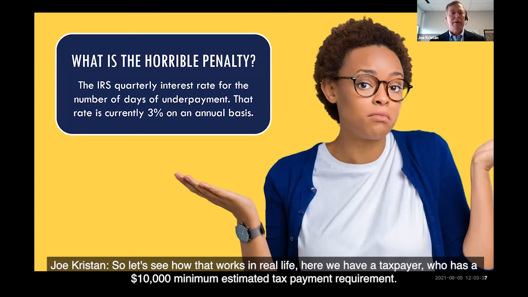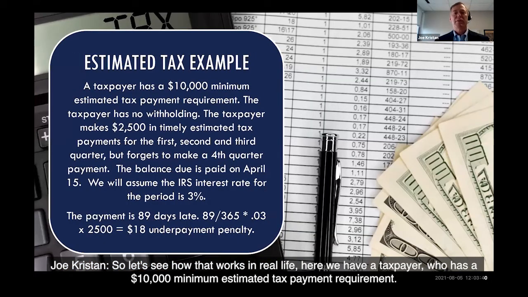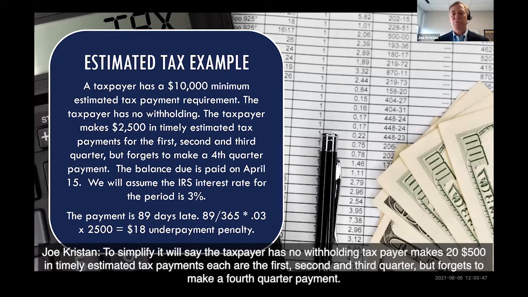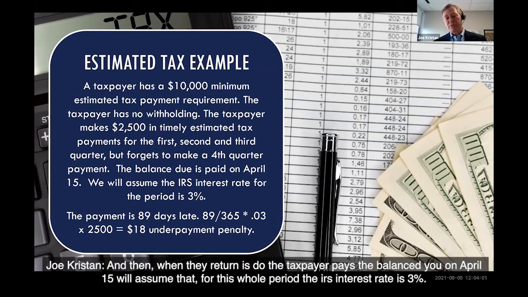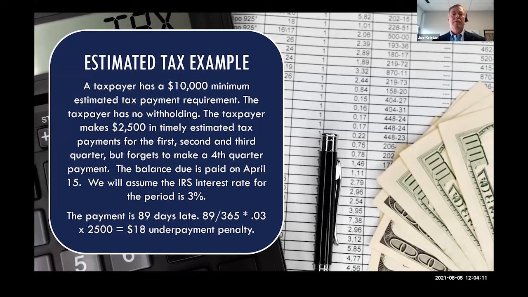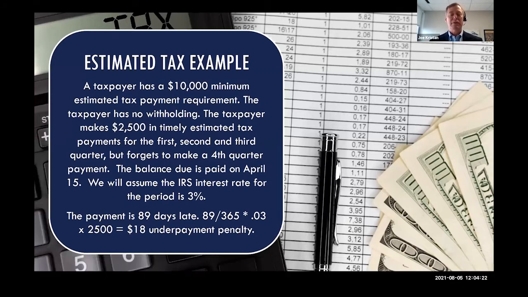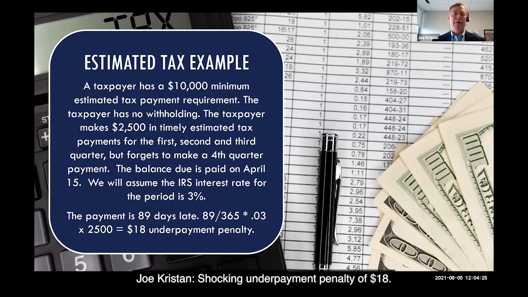So let's see how that works in real life. Here we have a taxpayer who has a $10,000 minimum estimated tax payment requirement. To simplify it, we'll say the taxpayer has no withholding. Taxpayer makes $2,500 in timely estimated tax payments each for the first, second, and third quarter, but forgets to make a fourth quarter payment. And then when the return is due, the taxpayer pays the balance due on April 15th. We'll assume that for this whole period, the IRS interest rate is 3%. The payment is 89 days late, so we take 89 divided by 365 times 0.03 times 2,500, and that gets us a shocking underpayment penalty of $18.